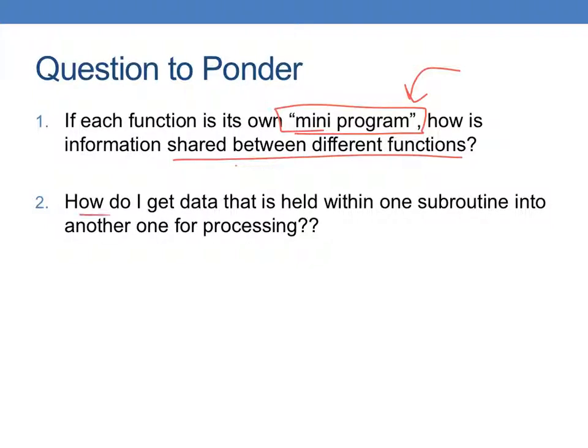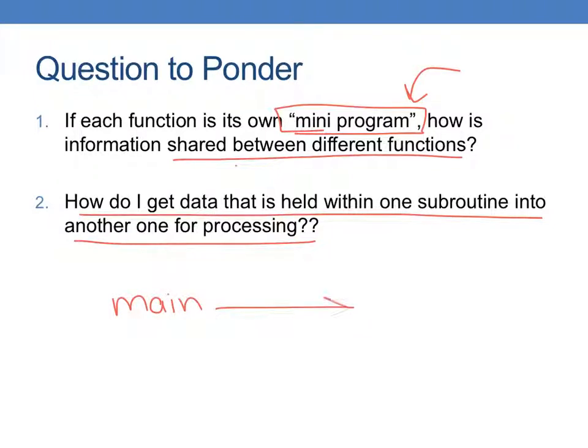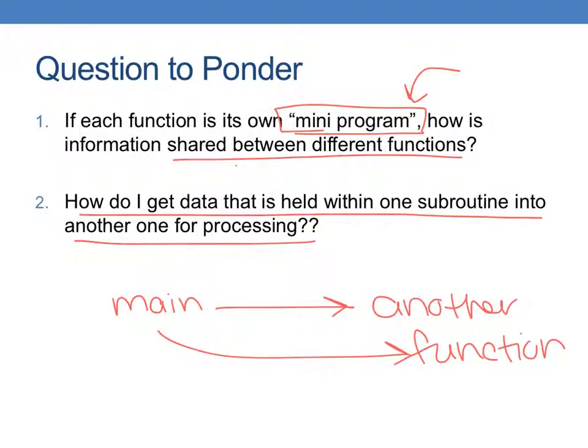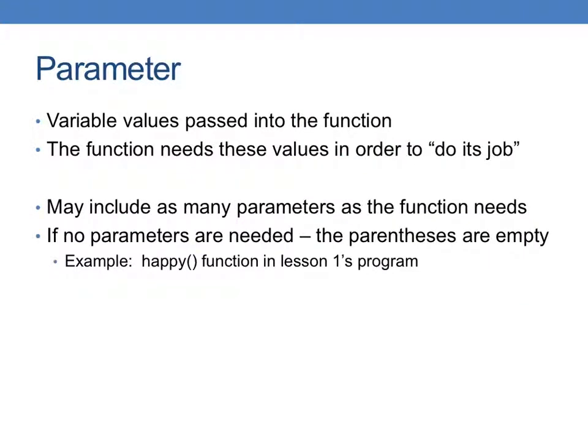The other is, how do I then get this data from one function to another? So how do we take a value that's in the main and send it to another function? How do we actually do that so that that other function can use that value? That's what we're looking at today. How can we actually share information from the main to another function? And a parameter is how we do that.